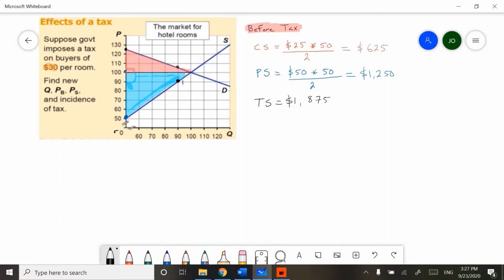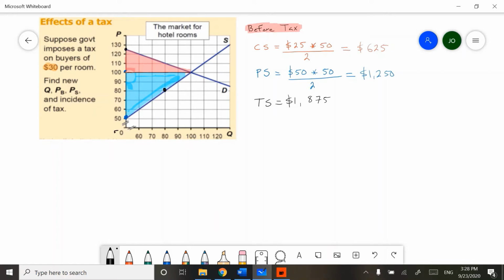Here we have point 1 and point 2. Let's measure the vertical distance between these points. We're going from a price of 90 to a price of 110. If you subtract these two numbers, you will see that it's not 30. So we need to look again. Let's find another spot.